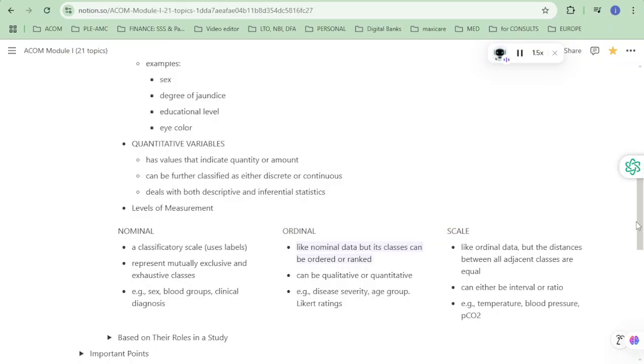Ordinal. Like nominal data, but its classes can be ordered or ranked. Can be qualitative or quantitative. Example: disease severity, age group, Likert ratings. Scale. Like ordinal data, but the distances between all adjacent classes are equal. Can either be interval or ratio. Example: temperature, blood pressure, PCO2.